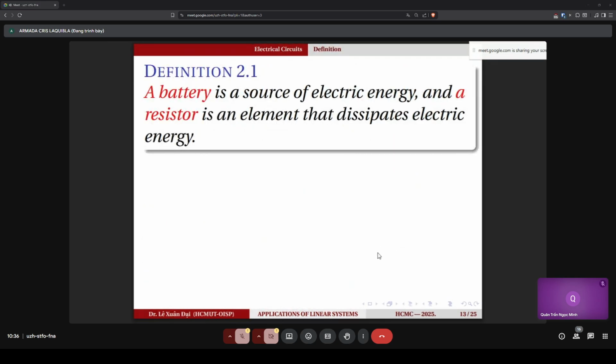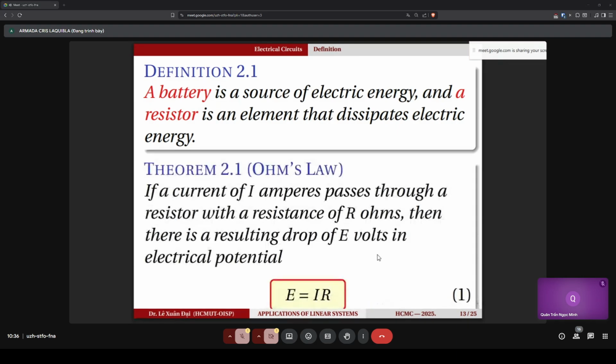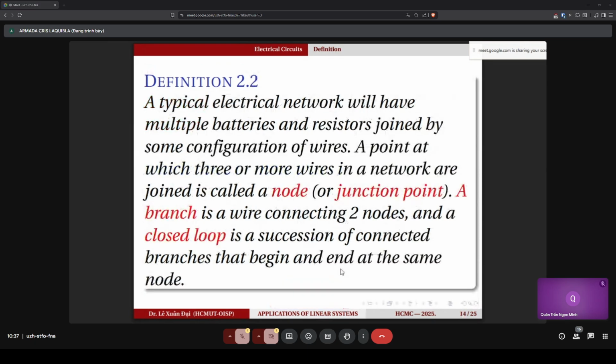Next, we have a battery is a source of electric energy. By the way, you have something like this in the test. I didn't see the test yet, but the previous test had this. It's about measuring the voltage and then the current and then the resistance. So this is the formula. E is equal to IR, and you are given a circuit there. Okay, we have a source of electrical energy, that is a battery, and a resistor is an element that dissipates electric energy. So you have this definition 2.2.